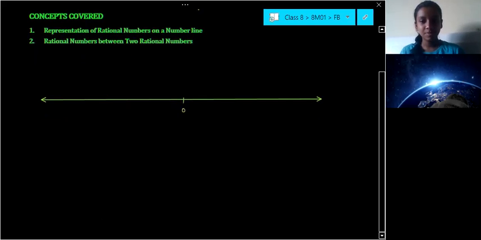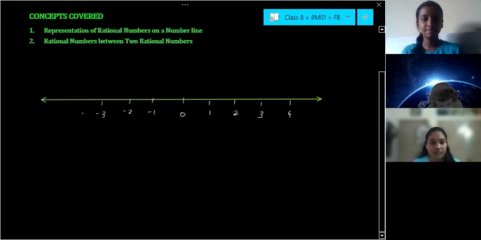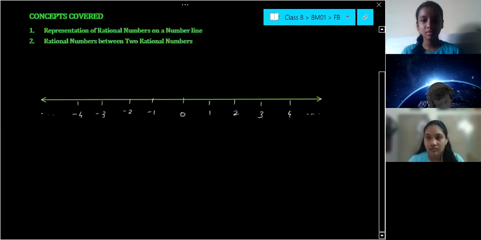So if I'm taking 0 here, on the right side, I have to take positive numbers, right? 1, 2, 3, 4. On the left side, I have to take negative numbers, correct? Ragini? Yes. Does everyone agree with Ragini, students? So on the right side, it will go till infinity. On the left side, it will go till infinity, correct?